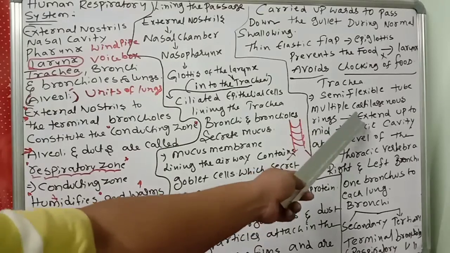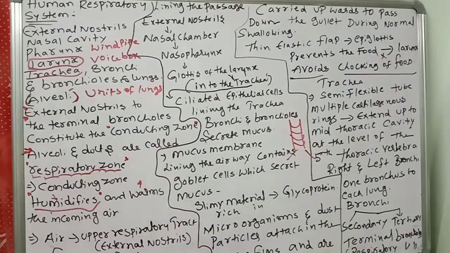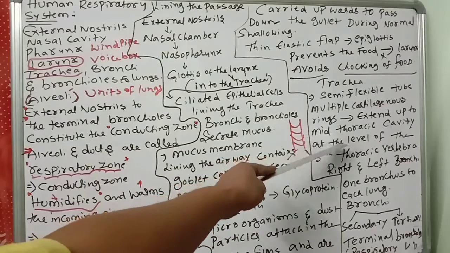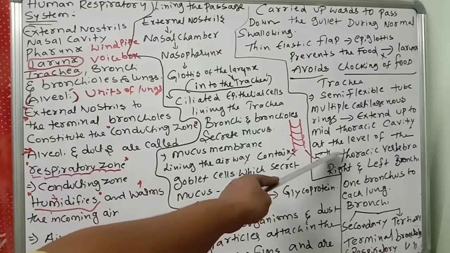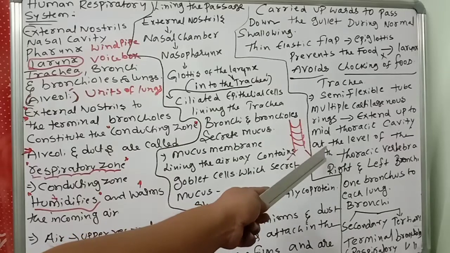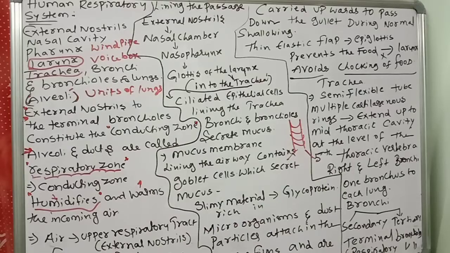The trachea then extends into the mid-thoracic cavity, the chest region, at the level of the 5th thoracic vertebra. You know the vertebrae: thoracic, lumbar, sacral, coccyx. Up to the 5th thoracic vertebra the trachea continues, and after that it bifurcates, splitting into right and left bronchi.